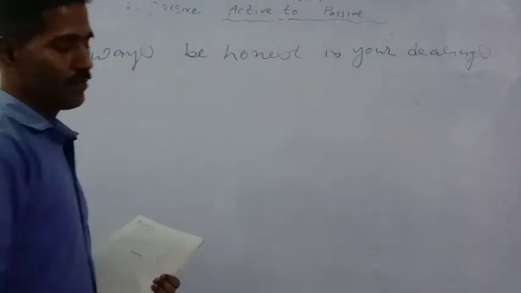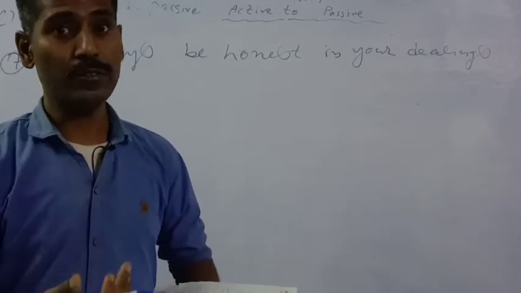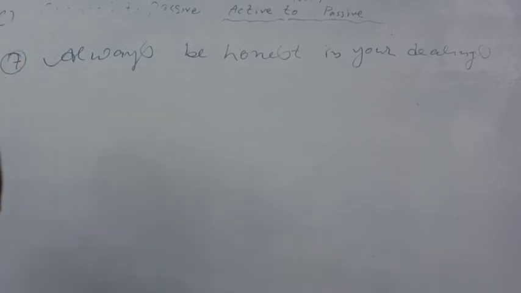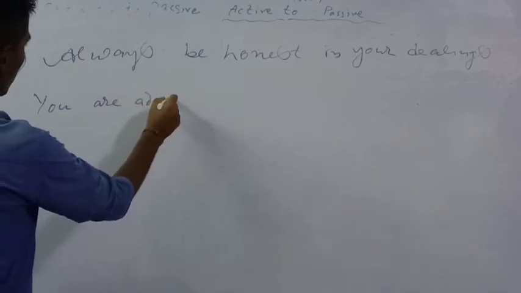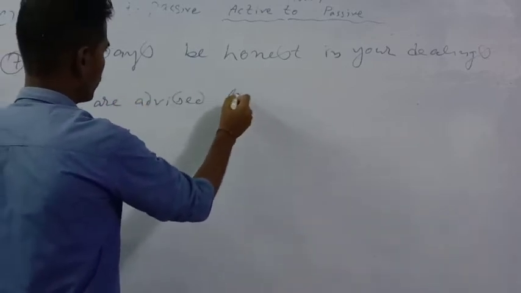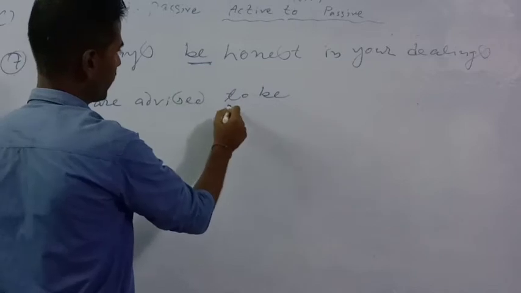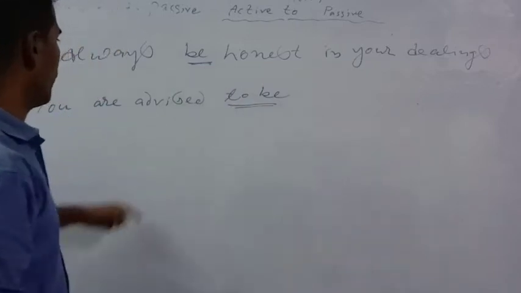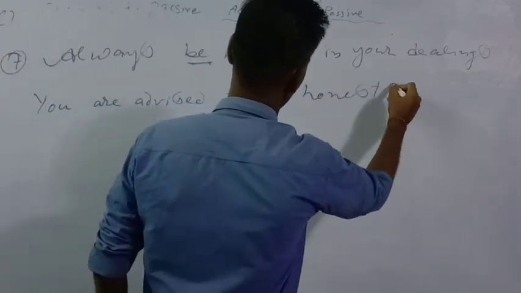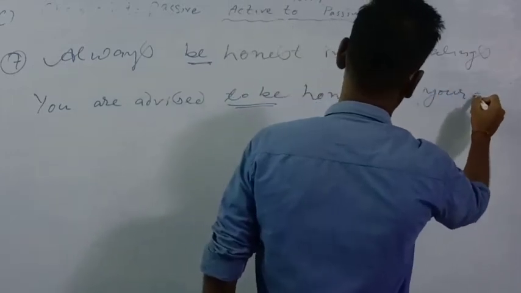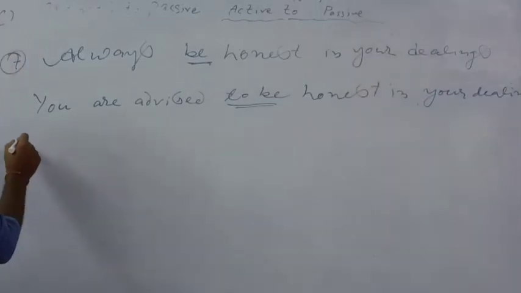So this is an advice. If someone says you always be honest in your dealings, that means the person is advising you to be honest, is it? So what will it be? You are advised to be honest. Be is the verb, so you make it infinitive by adding to. You are advised to be honest in your dealings. Getting? Okay.